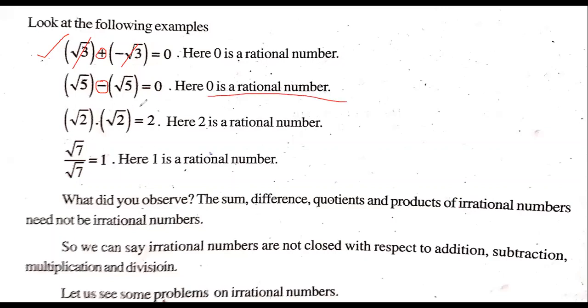Product of 2 irrational numbers, root 2 into root 2. Generally you will get root 2 square. So the square and root cancel, and you will get 2. 2 is a rational number. The last one, division of 2 irrational numbers. What I want to say here is that in some cases, addition, subtraction, multiplication, and division also give a rational number. Some cases. So look here, I'll give you more details.